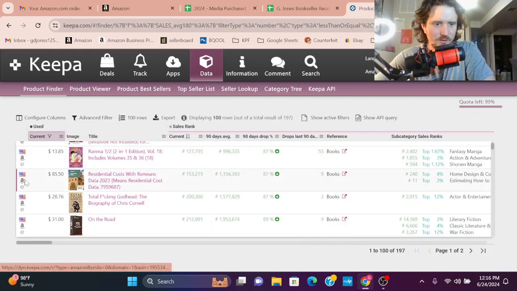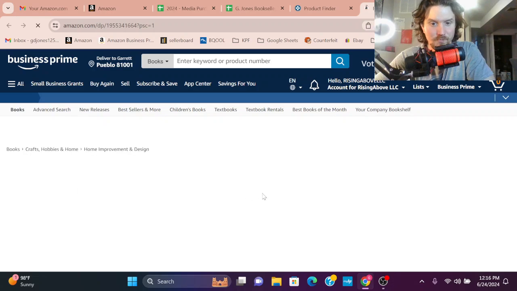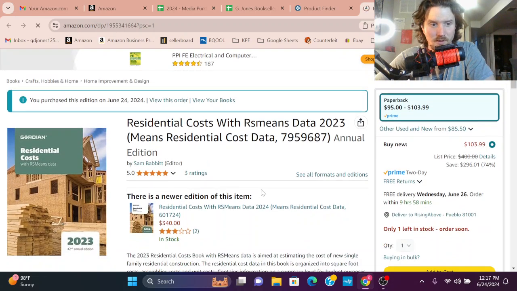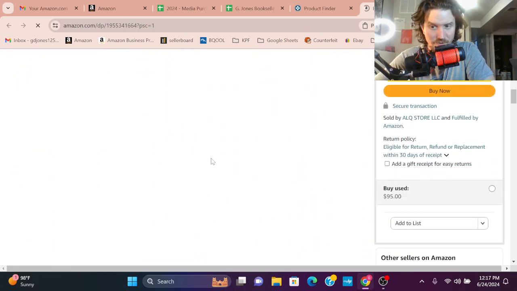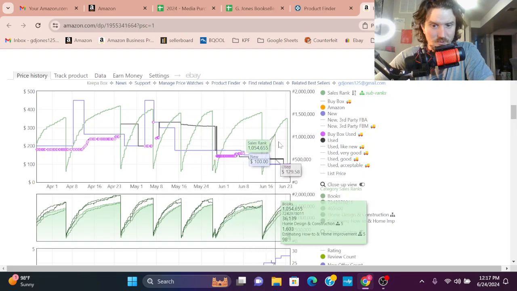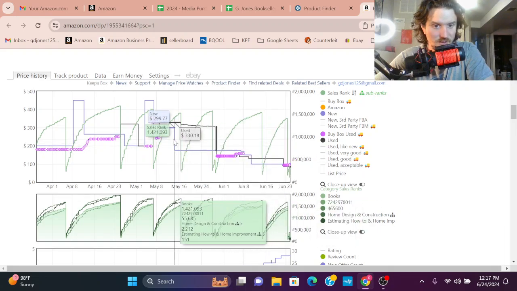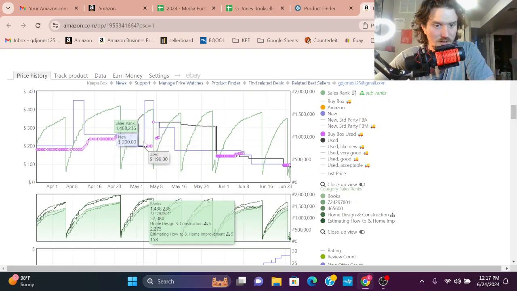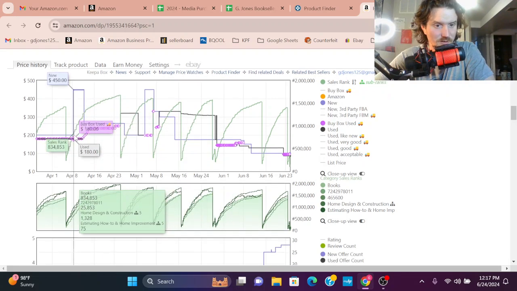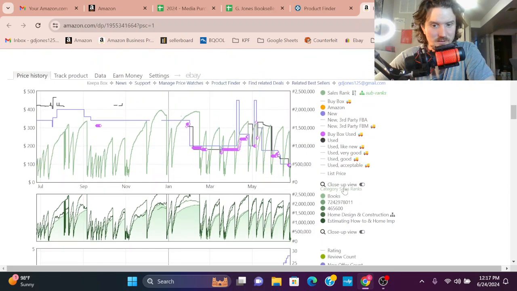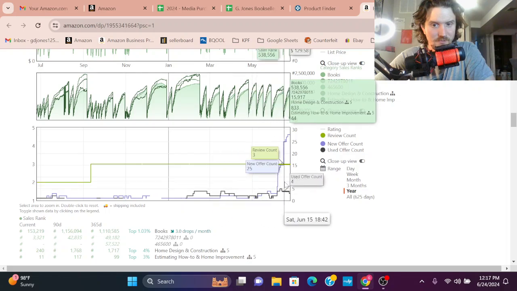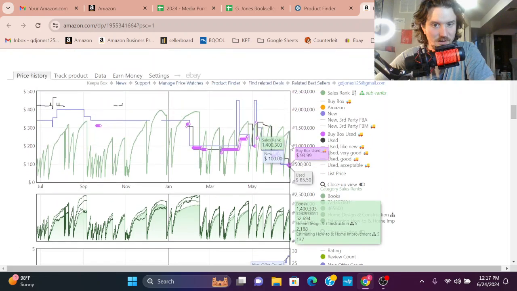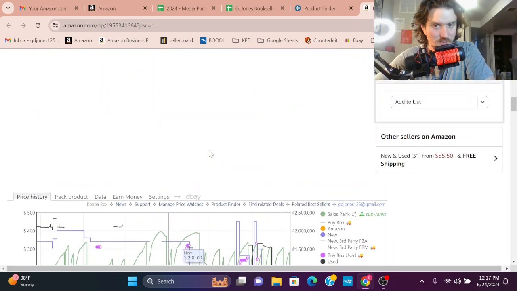Here's the book. Let's look at this book. I bought this book earlier this morning whenever I was sourcing. It's a really good book on the Kebograph. It looks really, really promising. It sells up there in the 200s, usually 180. Yeah, it sells really well. But the concerning part, number one, is look at that new offer count. It's skyrocketing. So that's one concern.